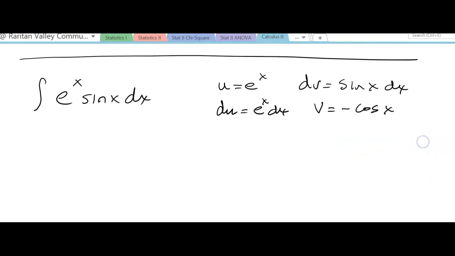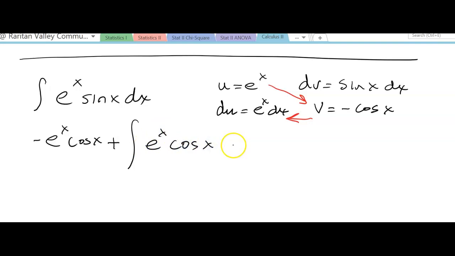Okay, so go ahead and integrate. Get those two. So that's going to give me negative e to the x cosine x plus the integral. Oh, that's plus because I'm jumping ahead here. It's minus the integral of a negative cosine, which makes it plus. Plus the integral of e to the x cosine x dx. Okay.